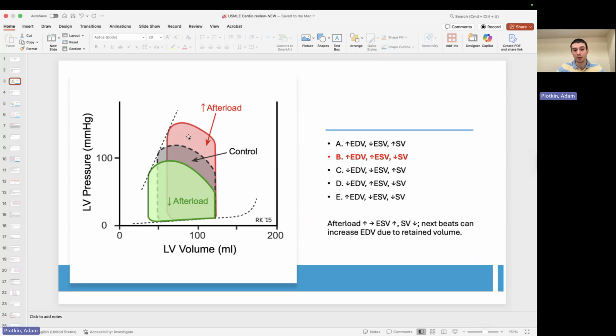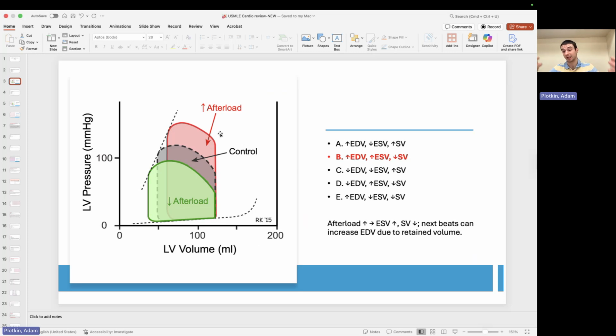So when we think about our PV loop, my gray here is normal. The point I'm circling with my cursor is my end diastolic volume, or my preload. The x-axis is volume, the y-axis is pressure. We have to get up to a certain level of pressure in order to outweigh the afterload so we can push open the aortic valve and then kick out my blood to the system.